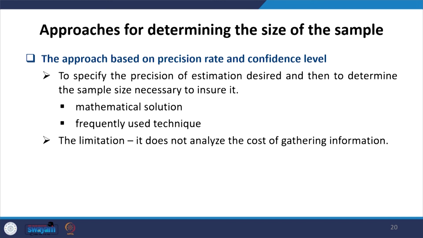Now, there are approaches for determining the size of the sample. The approach based on precision rate and confidence level is to specify the precision of estimation desired, and then to determine the sample size necessary to ensure it. We require a mathematical solution and frequently used techniques. The limitation is that it does not analyze the cost of gathering information.